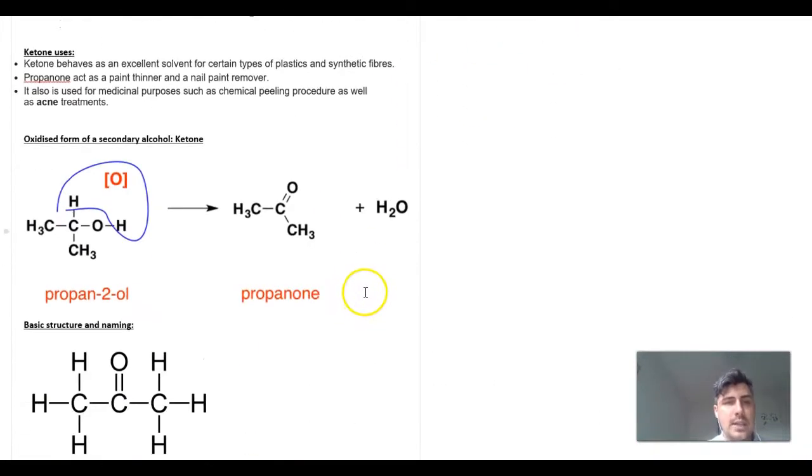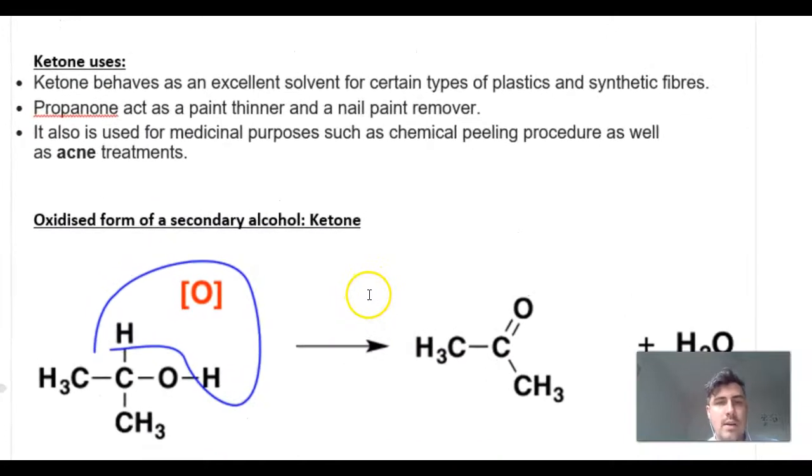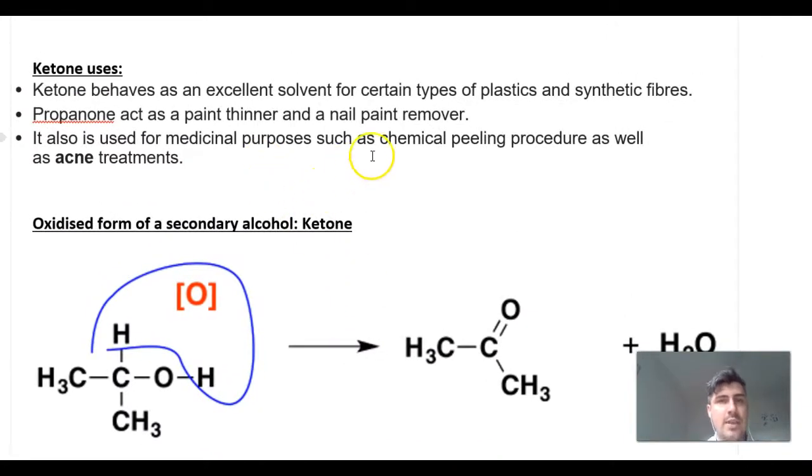Next, we're going to move to ketones. Ketones are very similar, but used for very different things. So they're used for making plastics, synthetic fibers, but also as a solvent. You've probably heard of acetone. Acetone is used for nail polish remover because it's such a powerful solvent for organics. Its actual name, IUPAC name, is propanone. It's also used for medicinal purposes.